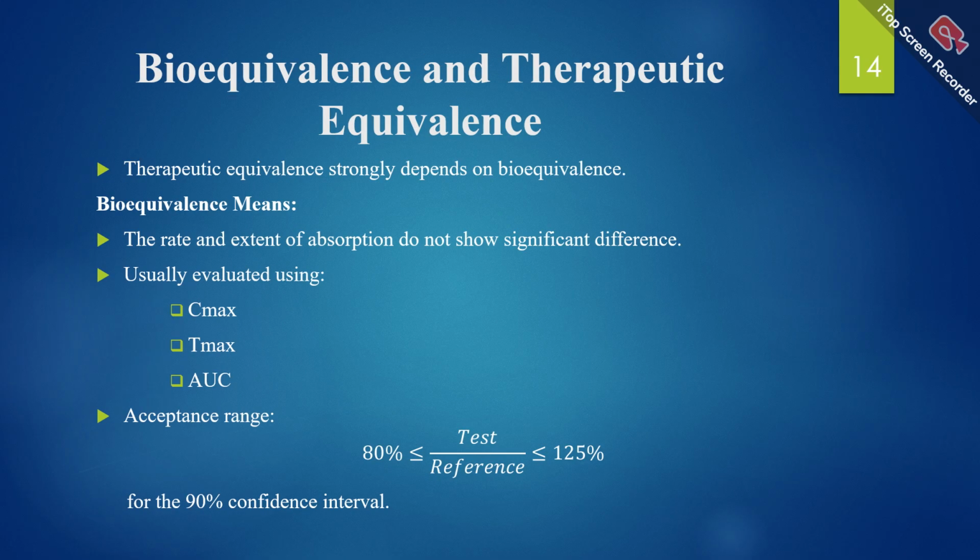Next, bioequivalence and therapeutic equivalence. Therapeutic equivalence strongly depends on bioequivalence. Based on that only, the FDA gives the drug product a code. Bioequivalence means the rate and extent of absorption do not show significant difference. It is usually evaluated using Cmax, Tmax, and AUC, area under the curve. The acceptance range is 80% less than or equal to test by reference less than or equal to 125%, for the 90% confidence interval.